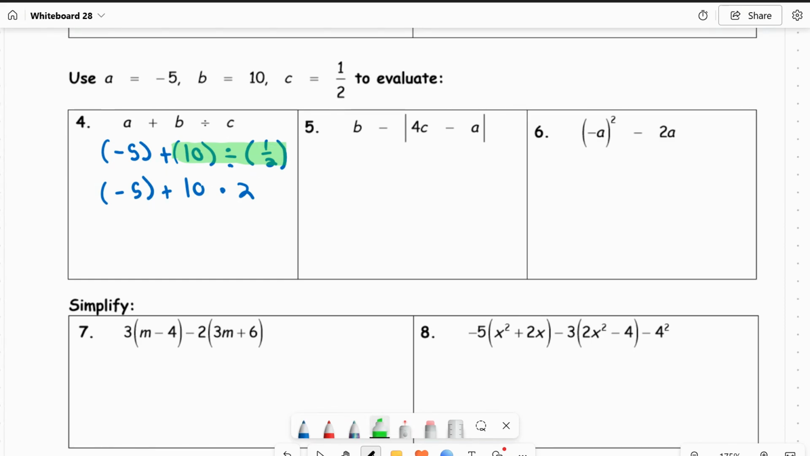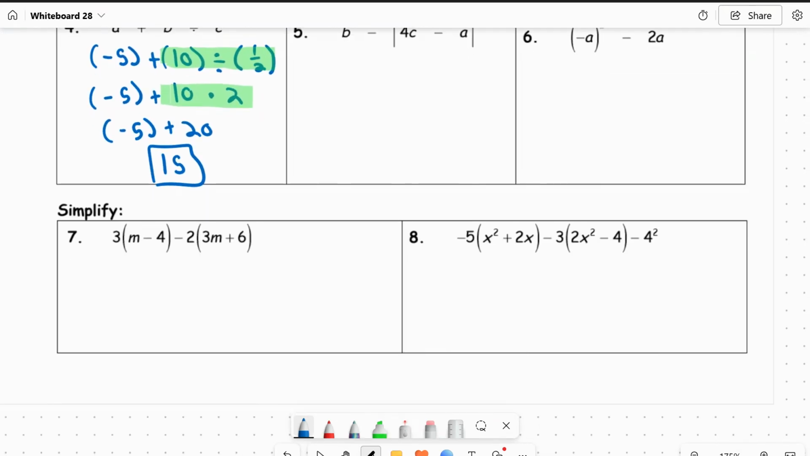Once again, we didn't really get that much closer here. We're still working with multiplication. So I've got -5 plus 10 times 2, which is 20. -5 plus 20 gives me positive 15. Okay, try 5 and 6 on your own. Repeat the steps. Use your order of operations.